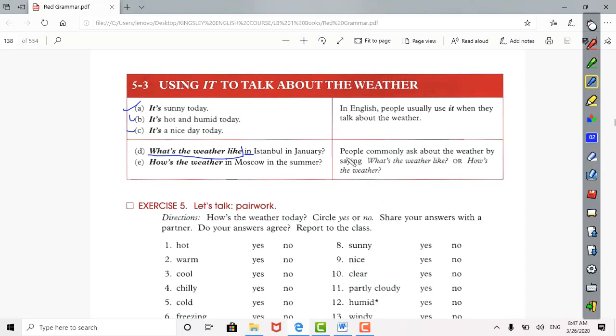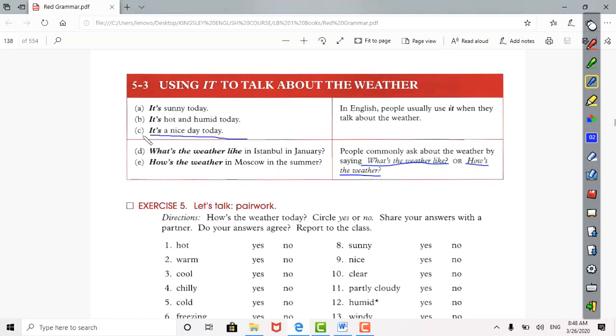People commonly ask about the weather by saying, what's the weather like? I repeat again, people commonly ask about the weather by saying what's the weather like, or how's the weather? How's the weather outside? I'm still in the office now. How is the weather outside? For example, like that.